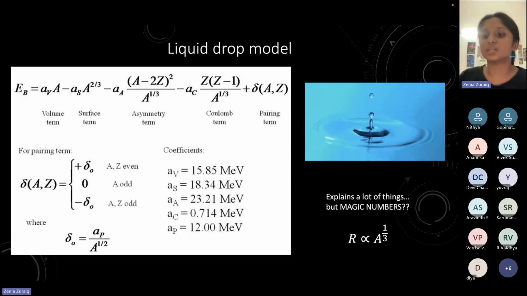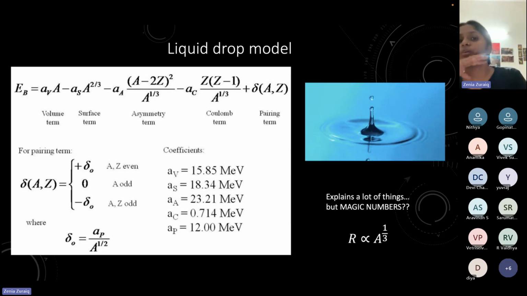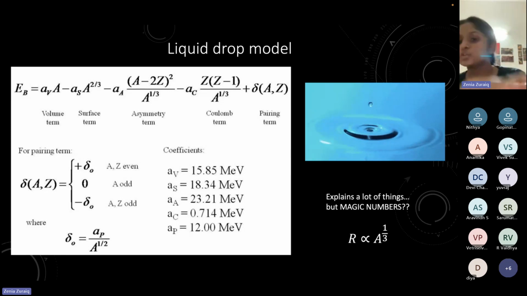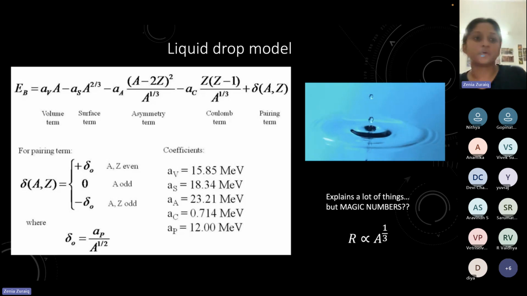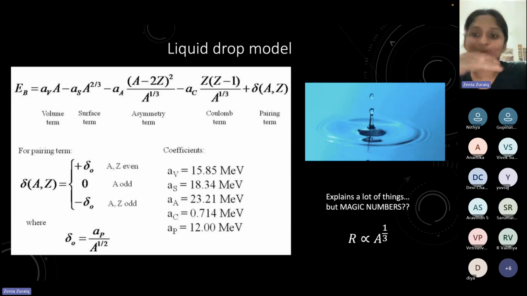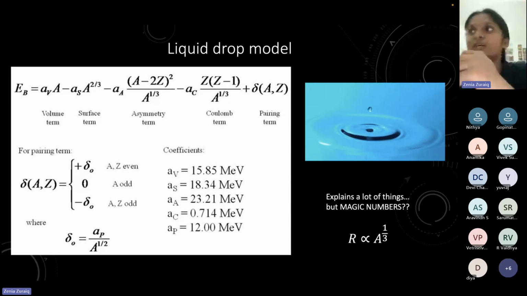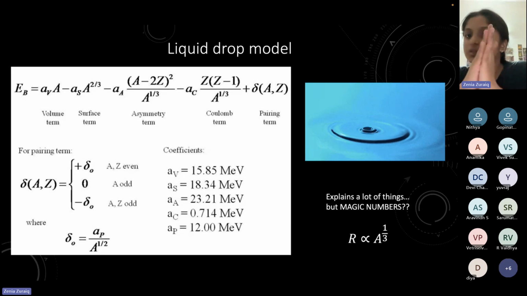This was not really explained by the liquid drop model, because the liquid drop model does not give preference to any one number or the other. It says there are all these factors, some of them contribute positively, by positive I of course mean negative because of how energy works, and some contribute negatively to the energy. We just have to fix the coefficients from experiment. And liquid drop was very successful.